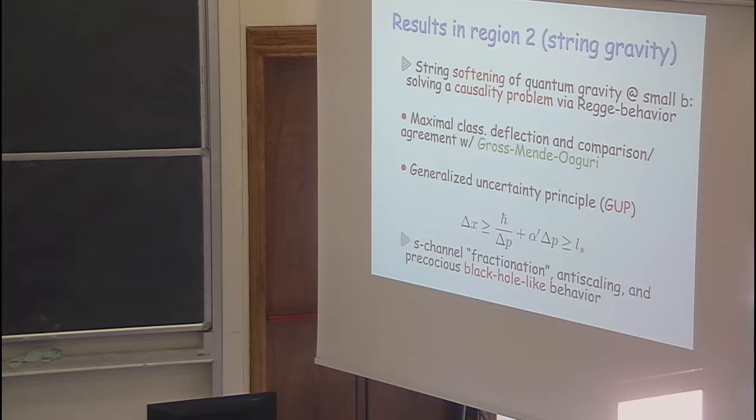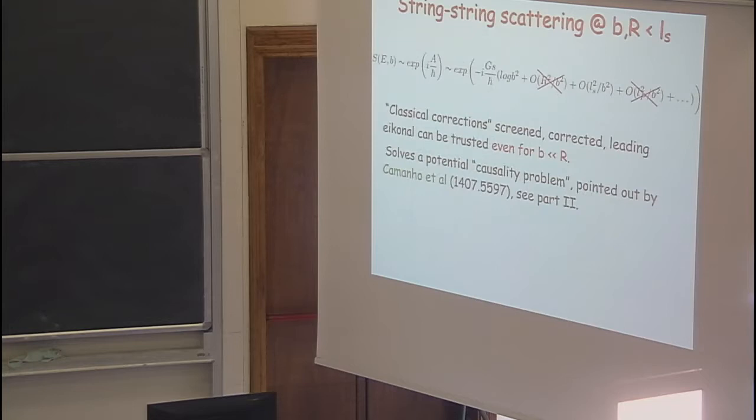So starting with string softening of gravity, for the moment let's neglect these corrections and concentrate on string corrections. The string corrections screen quantum gravity, which would tend to become very large at small impact parameter, and they lead to an eikonal which doesn't diverge at small b. It is finite and can even be trusted for b much smaller than R. And this, as we'll see in part two, solves a potential causality problem pointed out by Camanho et al.